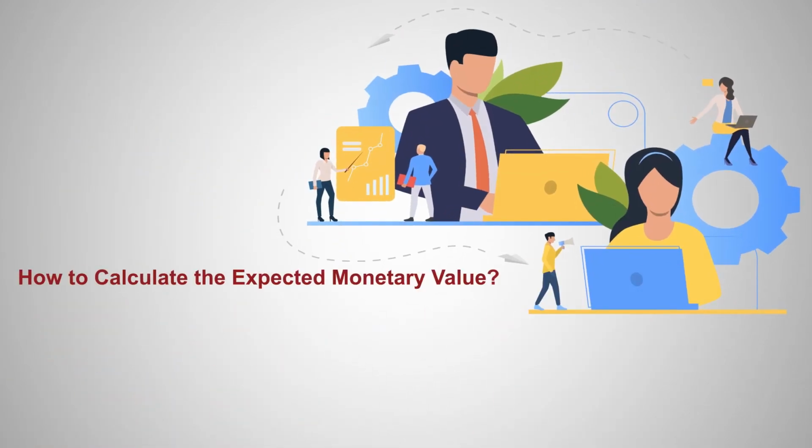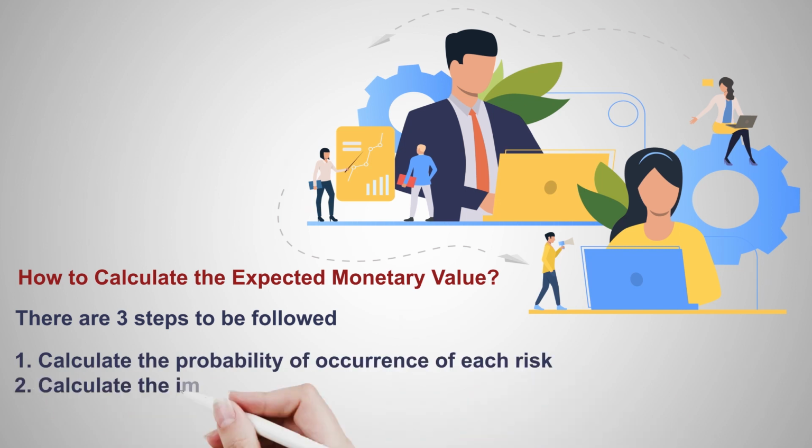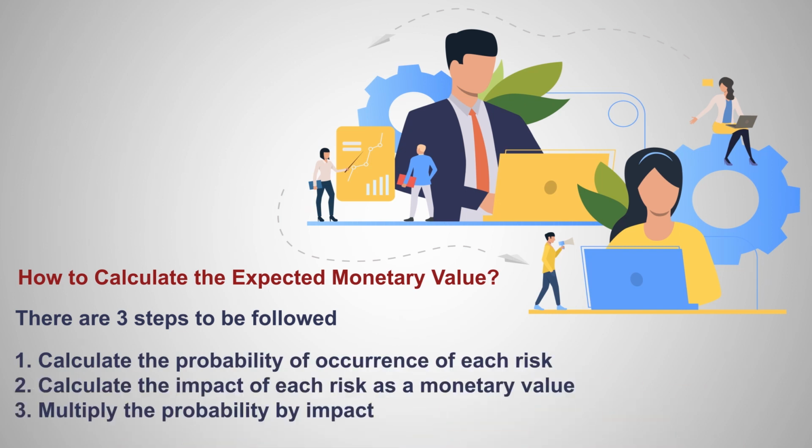How to calculate the expected monetary value? There are 3 steps to be followed. 1. Calculate the probability of occurrence of each risk. 2. Calculate the impact of each risk as a monetary value. 3. Multiply the probability by impact.